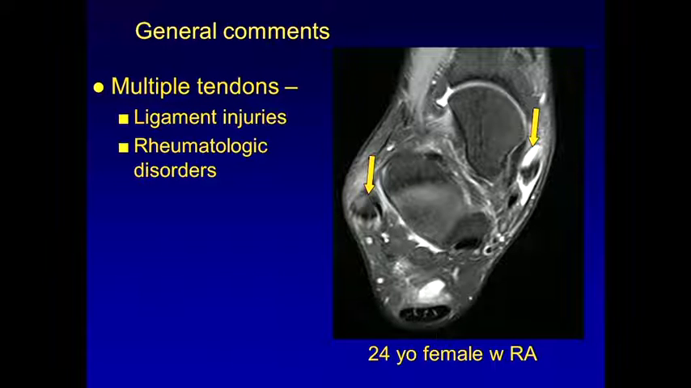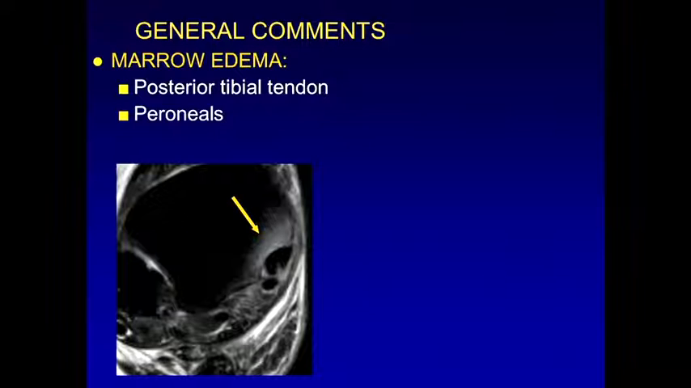So keep in mind, especially when you see multiple tendon involvements, and especially when you see young people, keep in mind the possibility of an inflammatory process. So this patient has edema in the distal tibia adjacent to the posterior tibial tendon. Sometimes you can have reactive marrow edema related to abnormalities of the tendon. Here we see partial rupture of the posterior tibial tendon.